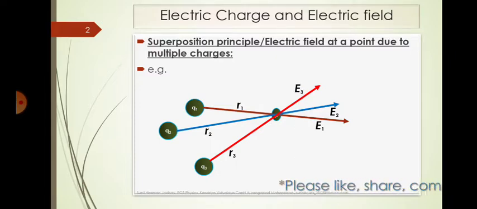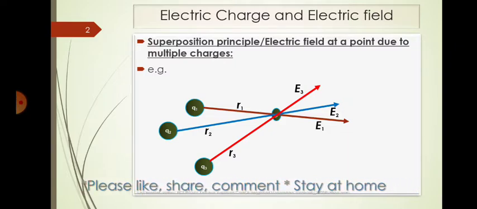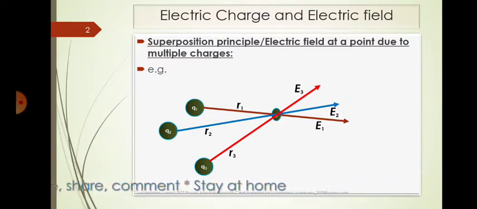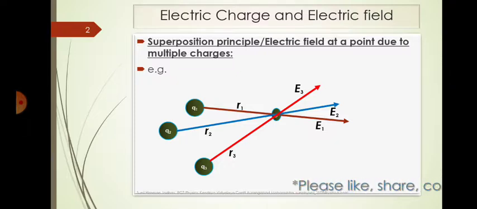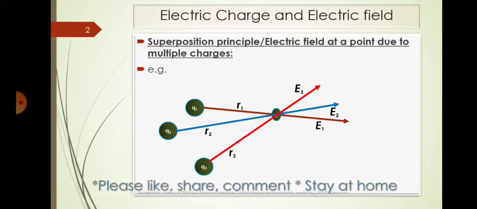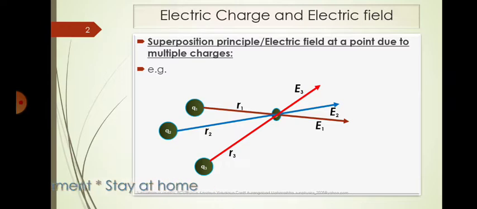Now here E1, E2, E3 are the respective electric field vectors at point P of each charge Q1, Q2 and Q3. Now what do we have to find out here? We have to find the net sum, or the resultant, of these three electric fields. So just like our previous case, we have to add these three vectors. This addition can be done in any manner, in any sequence.